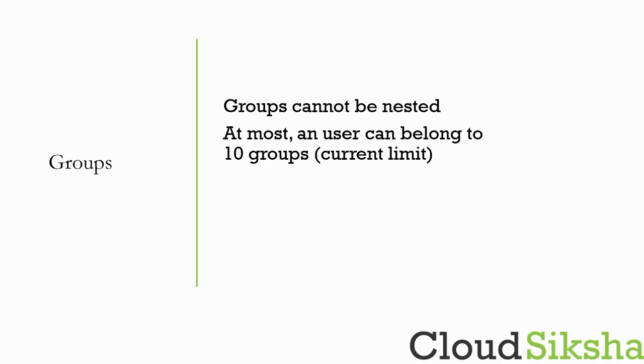Important things that we need to understand about groups is that groups cannot be nested. That is, you cannot add a group to another group. You can only add a user. And at most, a user can belong to 10 groups. So you can add the user in various groups, and at most the user can belong to 10 groups.